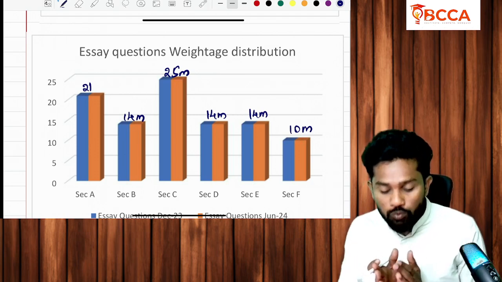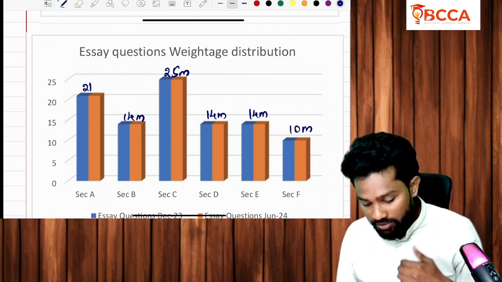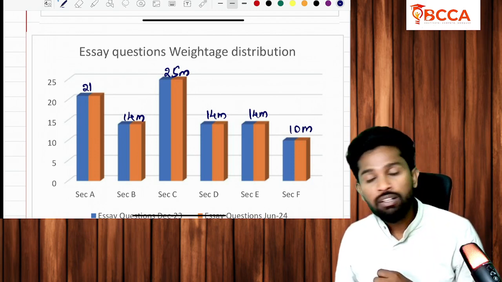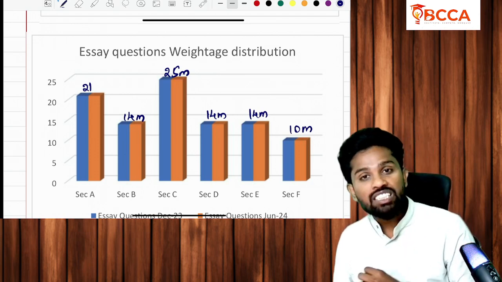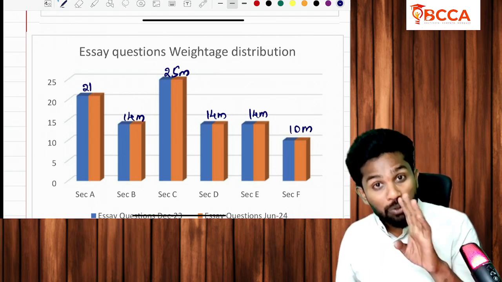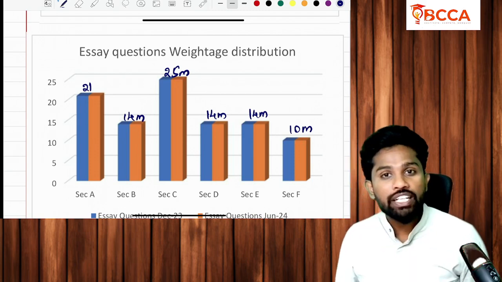Now see, section A 21 marks are Ind AS. Section B valuation 14 marks. Section C 25 marks, I mean amalgamation, business combinations. Section D, the consolidation, 14 marks. Section E, recent developments in financial reporting, 14 marks. And government accounting, 10 marks.